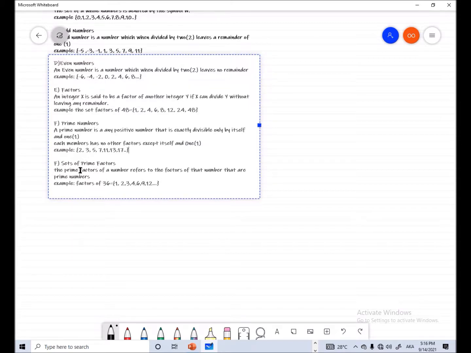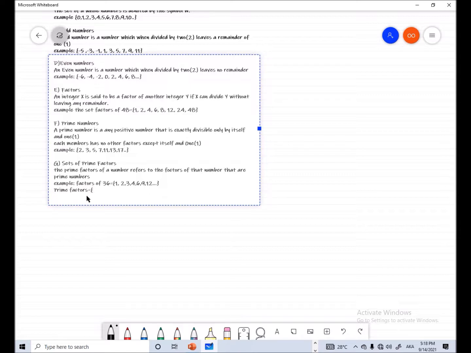So now let's come back to our work. Say we want to find prime factors. So we need to find our prime factors here. Let's talk about prime factors. The factors of 36 are 1, 2, 3, 4, 6, 9, 12.